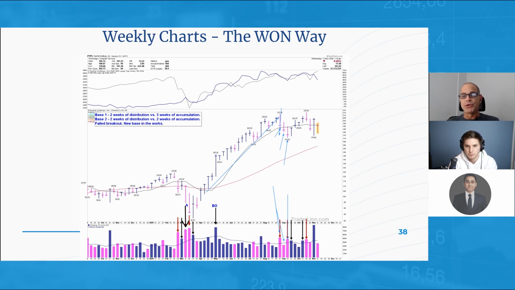Are we starting to see more distribution? Might that lead to rotation from here to over there, into stocks that are earlier stage, showing more accumulation in their bases, and so on and so forth. So that's it being said here.